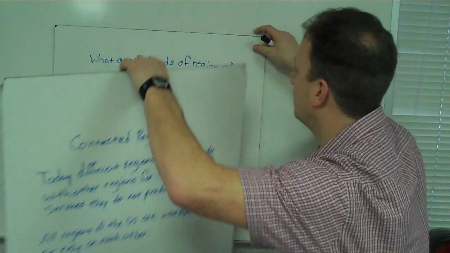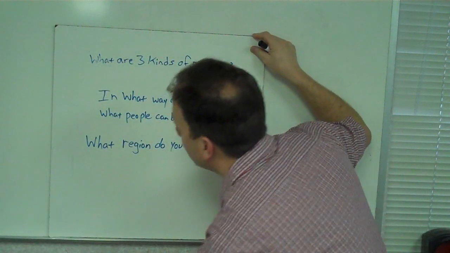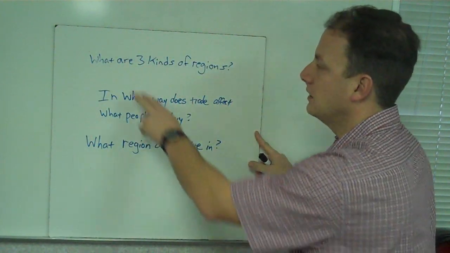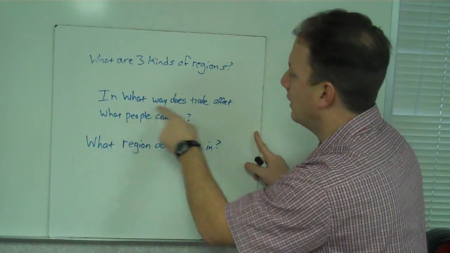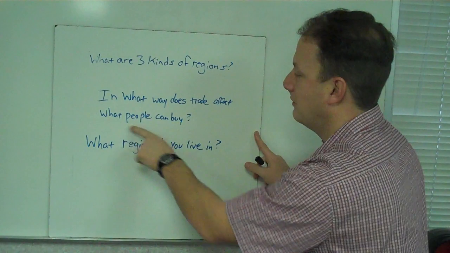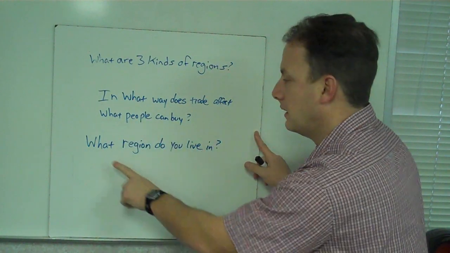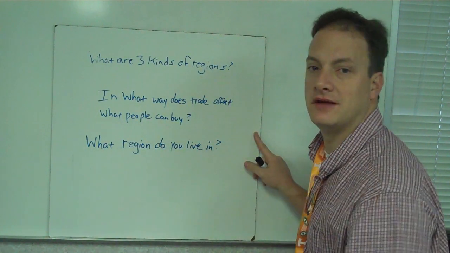Okay, lastly, I know I kind of went through this quickly, but I've got a few quiz questions for you here. What are three kinds of regions? Can you name those for me? In what way does trade affect what people can buy? And what regions do you live in?